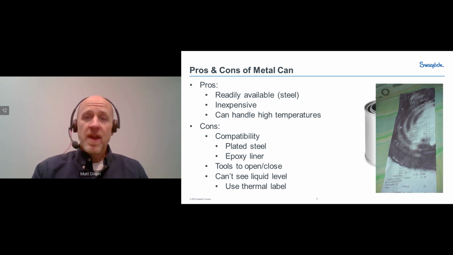So you can actually use this self-adhesive, put it onto the side of the metal can, and then as the liquid level fills, it'll actually turn black, and you can see the liquid level rising on that label. As long as you don't exceed the auto ignition temperature of that label, you're good, and it's a pretty effective way of actually seeing the liquid level there.